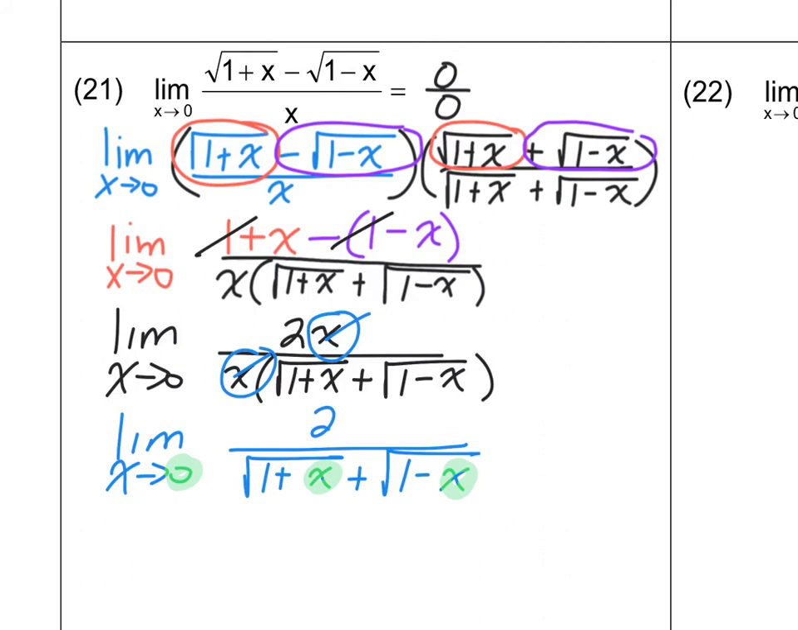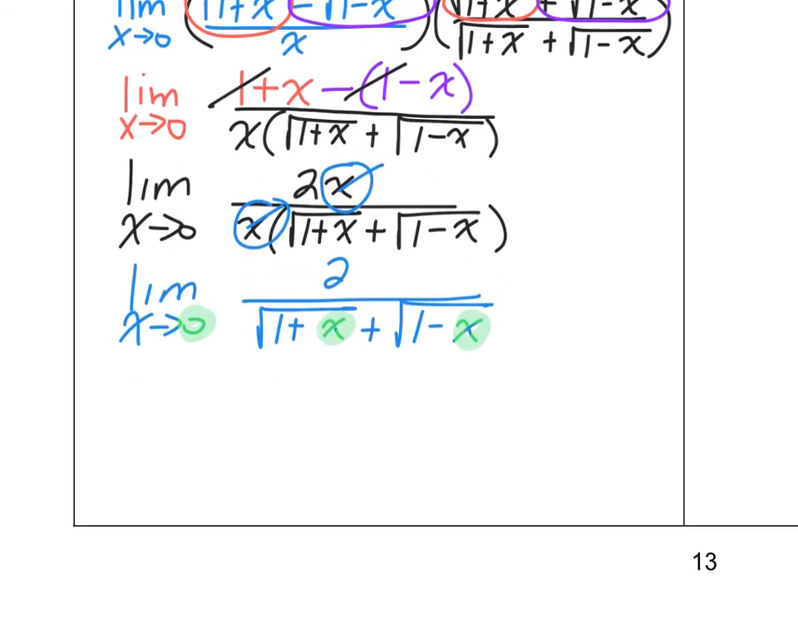So I'll do my substitution. Wrong thing again, of course. So 2 over root 1 plus root 1. So 2 over 2, which is equal to 1.